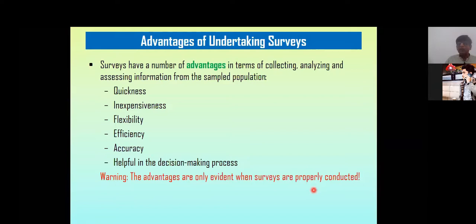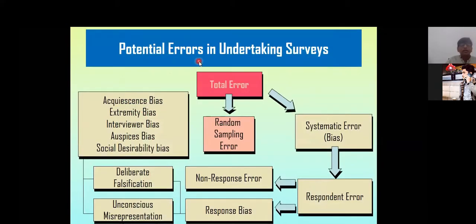There are different biases and different issues when you conduct survey research. These are the potential errors in undertaking a survey. These are the different examples which you normally find when you conduct research. Most of the time you will face these types of issues.